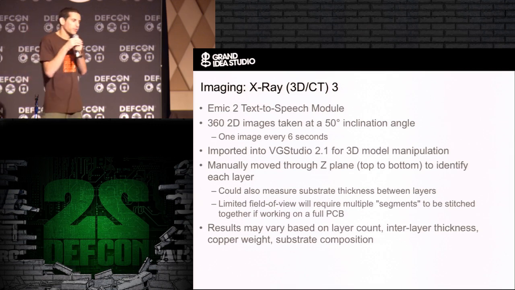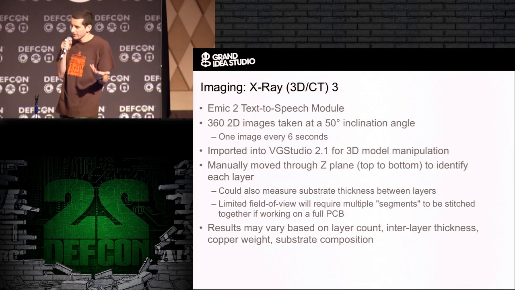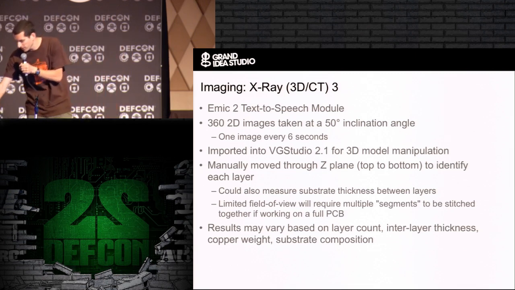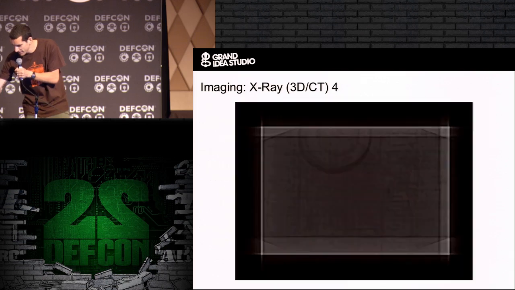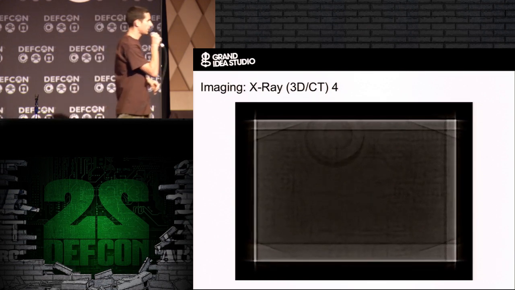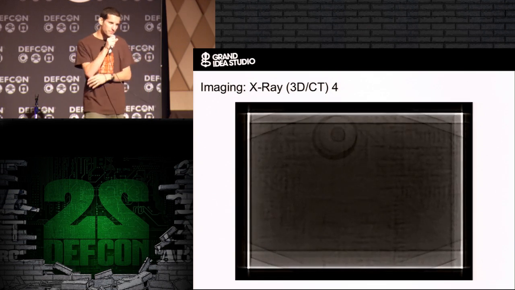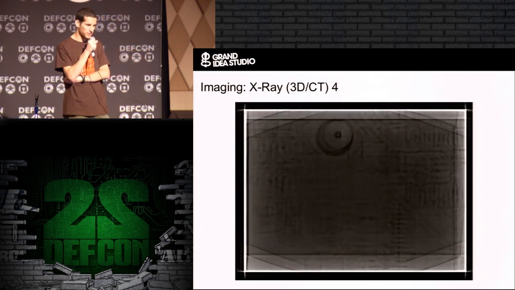And the results will vary based on how many layers you have, the inner layer thickness, the weight of the copper, what other materials are used, because some high-end boards use very complex materials. But here's the result of this CAT scan on our board. So we're slowly going through each layer. Layer 1's about to come up. Let's see.